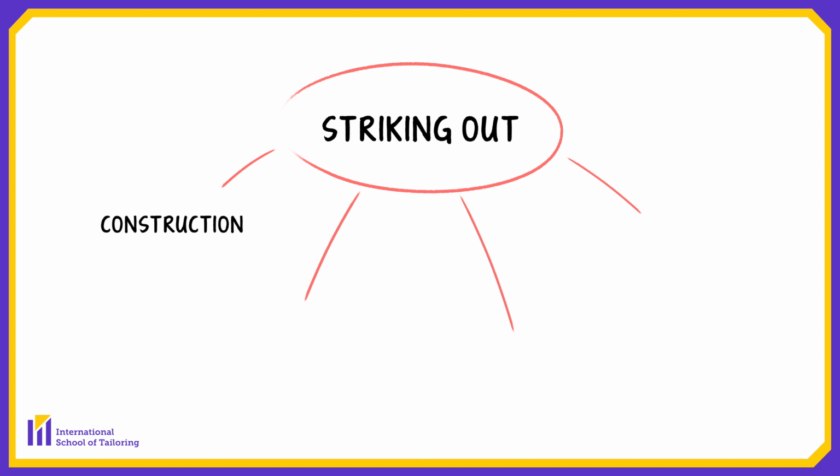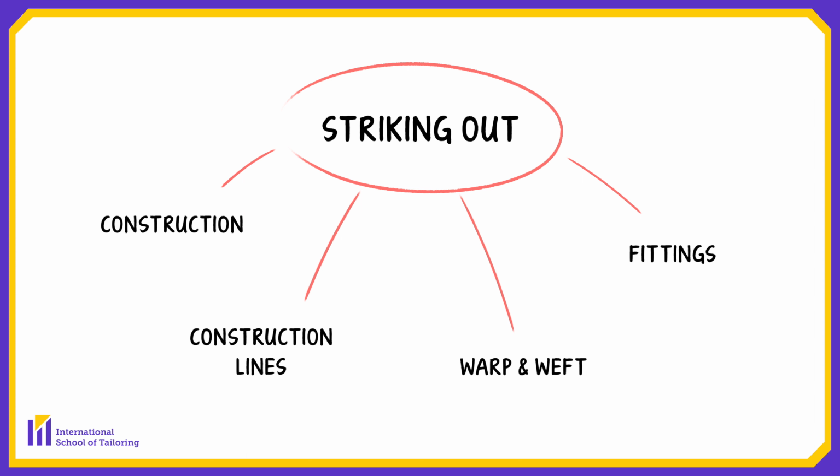The first one is construction, and by that I mean the construction of the garment. The second one is construction lines. The third one, warp and weft, and last but not least, fittings. The way it's connected to construction of the garment is that sometimes we lay our patterns on the fabric in a way that an area falls on the bias or the straight grain. These two have different properties and they will affect the construction of the garment. If it's on the bias, it may have to be reinforced with a straight tape, for example.